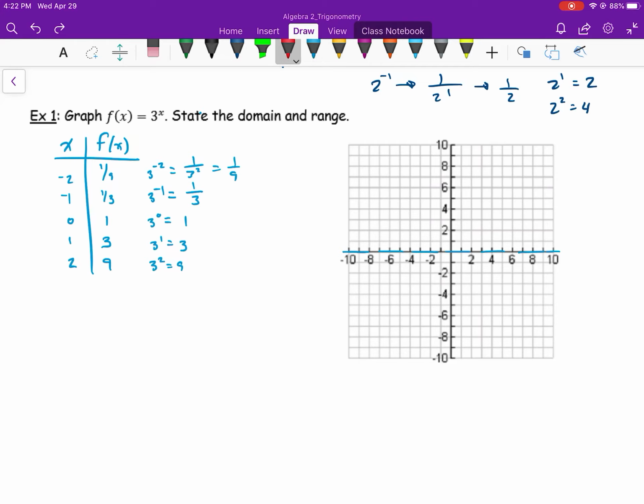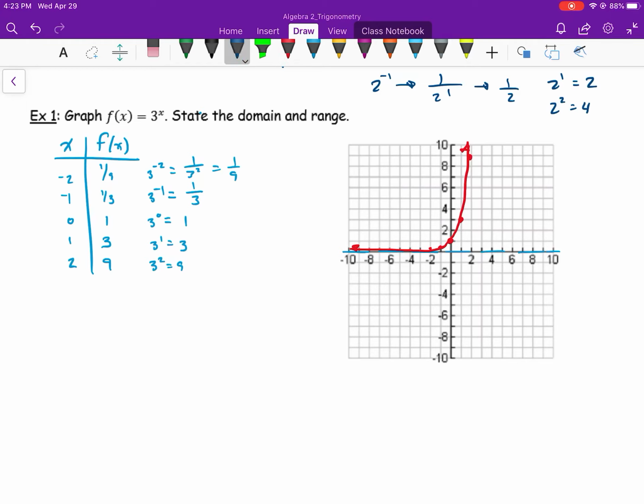So plotting the points: (0, 1), (1, 3), (2, 9), and then -1 is a third. You just kind of draw them closer. Draw your graph. It's like half a rational function. There you go. So there's your graph.